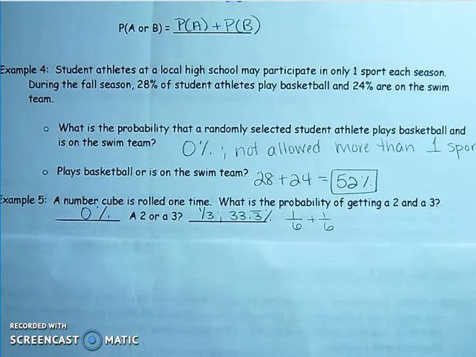Alright, a number cube is rolled one time. What's the probability of getting a 2 and a 3? That's 0 because again you can only get one number with one roll on a number cube. A 2 or a 3 would be 2 out of 6, which is 1/3.